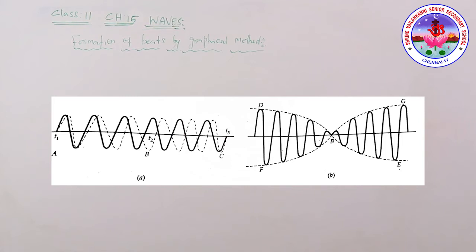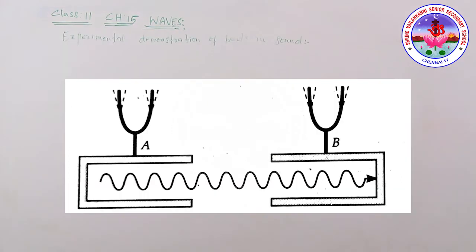So what will happen? The beat frequency is equal to the difference in the frequencies of the two superposing waves. Got it, children? That is the formation of the beat, how it is interpreted through the graphical representation. Now, the experimental demonstration of beats in sound.